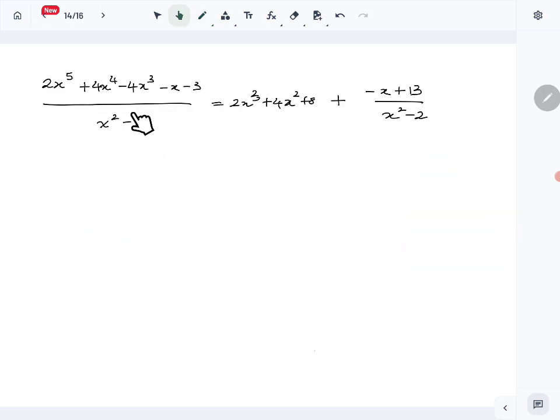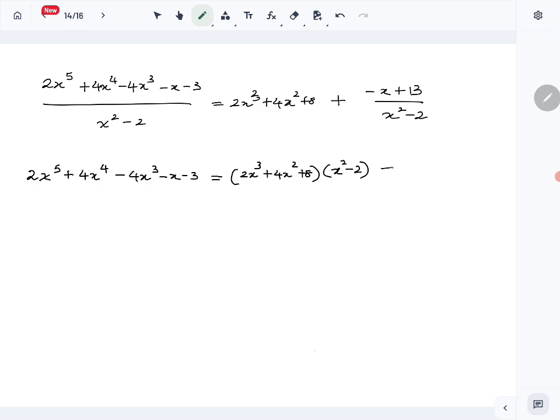Then the second form, get rid of the denominator. So you will get what? 2x to the 5 plus 4x to the 4 minus 4x cube minus x minus 3 is equal to quotient 2x cube plus 4x squared plus 8 times x squared minus 2 plus the remainder, which is minus x plus 13, right? So that is the second form of the division algorithm.